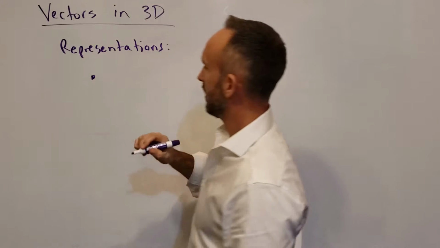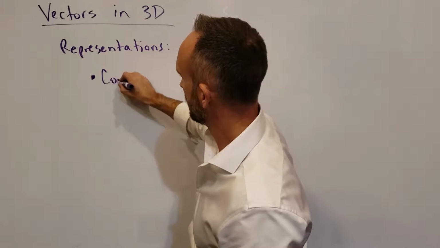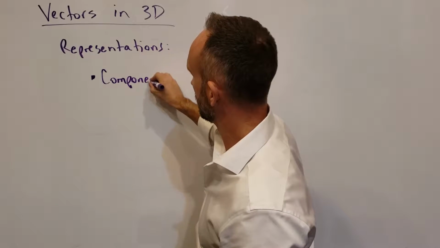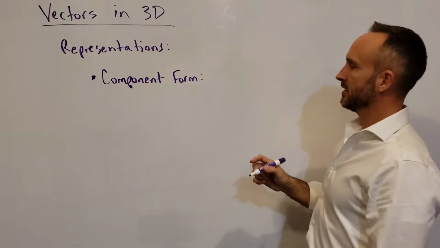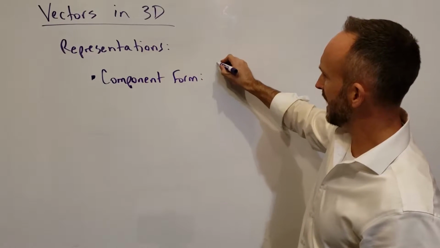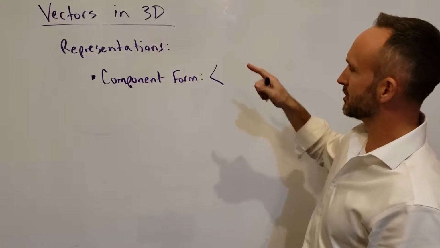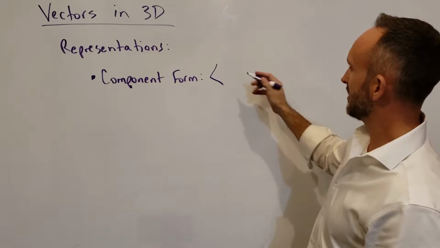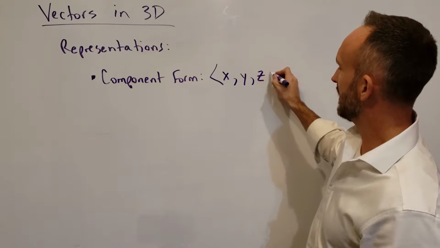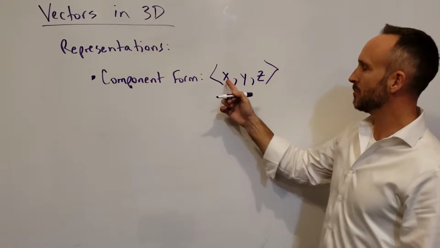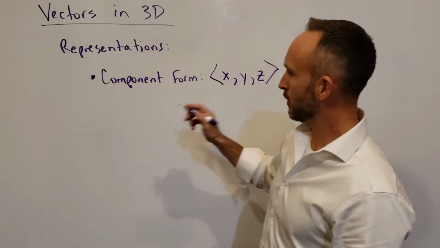One way is your standard component form. That's where you use angle brackets, and then you put the 3 components of the vector. So a 3D vector has an x component, a y component, and a z component. It has a component in each of these 3 directions, okay? So that's one way to represent them.